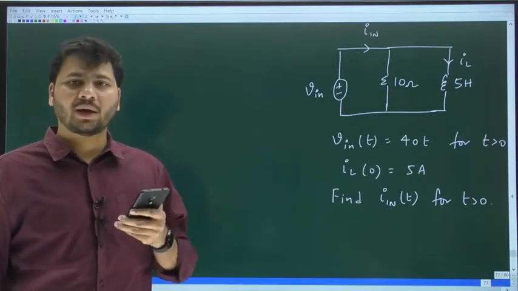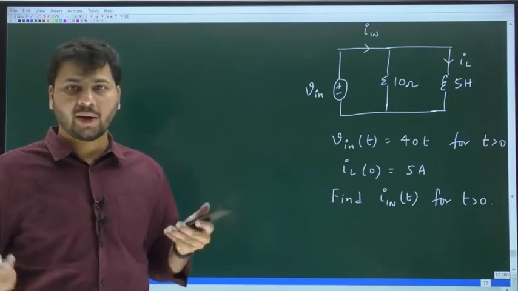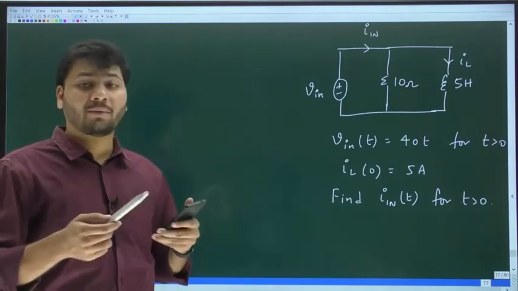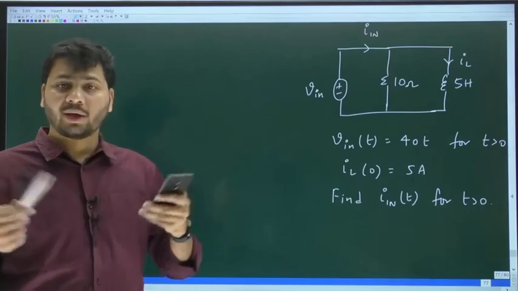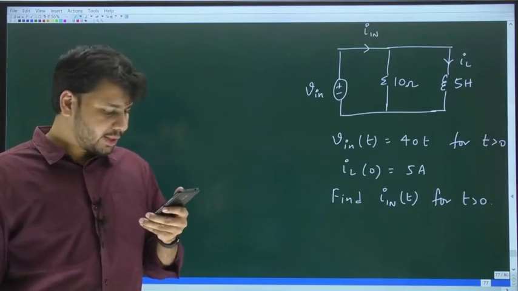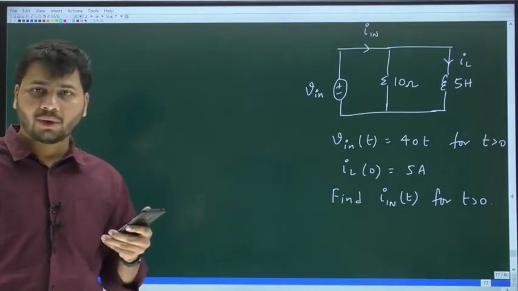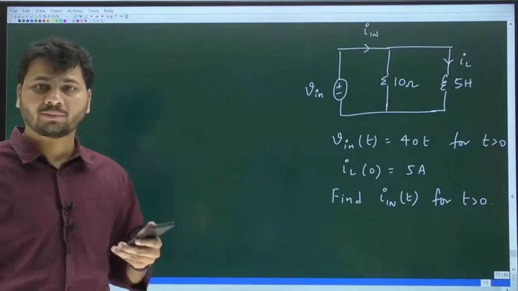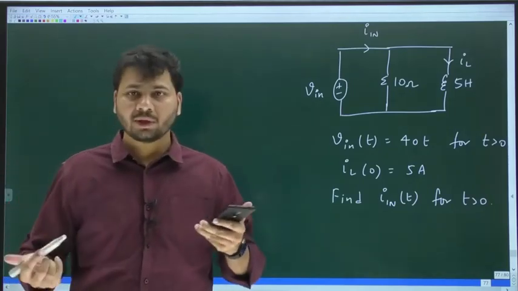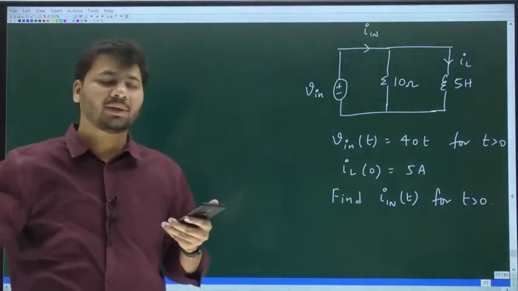Is it DC or AC or some other thing? It has got a name. If the input voltage is 40 times t and t is greater than 0, it has got a name. Can somebody tell what that name is? What is the name of this input voltage if its value is 40t? 40t, ramp. Is it not a ramp? 40t, will it not linearly increase with time?